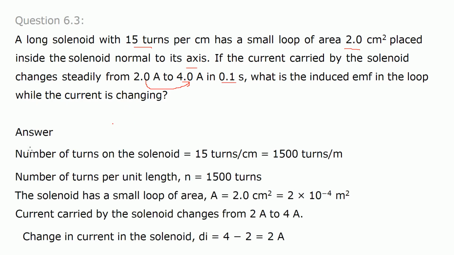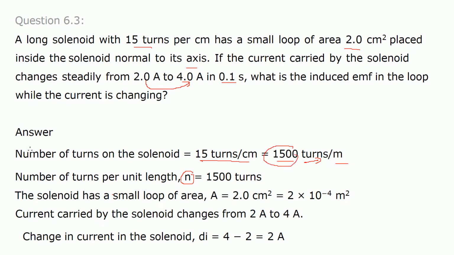So what all is given? Let us write this. The number of turns in the solenoid is 15 turns per centimeter. We converted it into meter, so it will be 1500 turns per meter. We have to find the number of turns per unit length, because this is what we use in our formula. This is turns per unit length, 1500. So we will take this value.